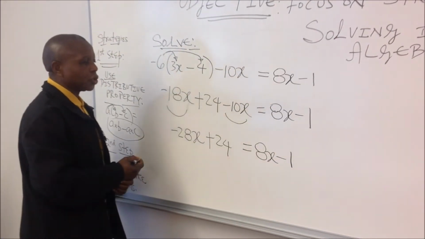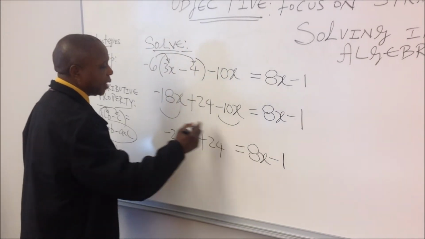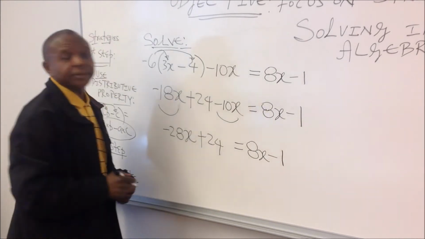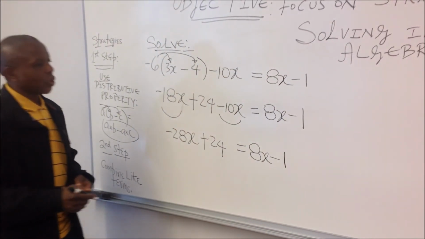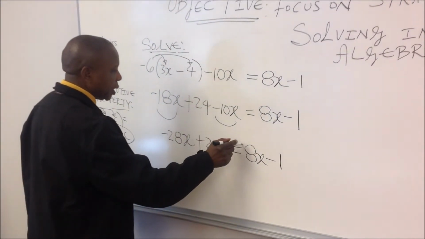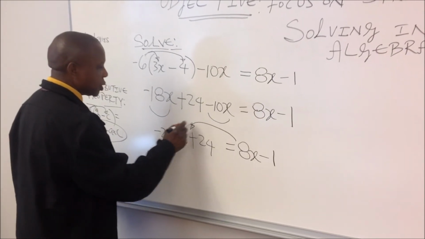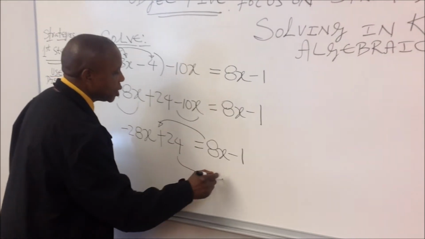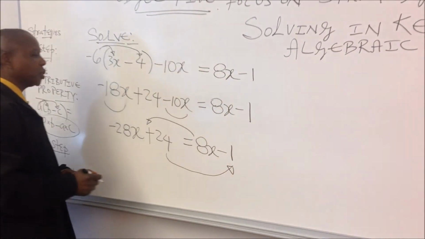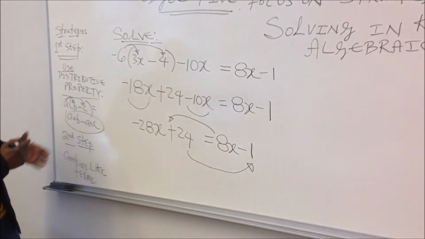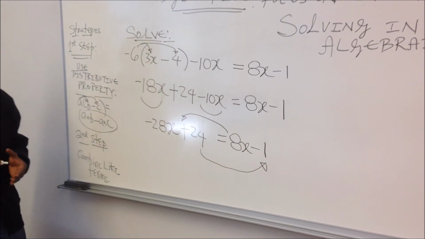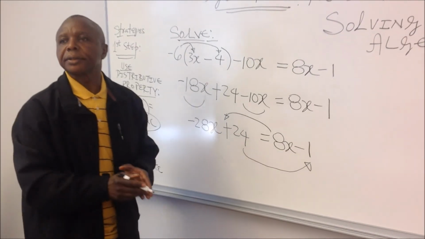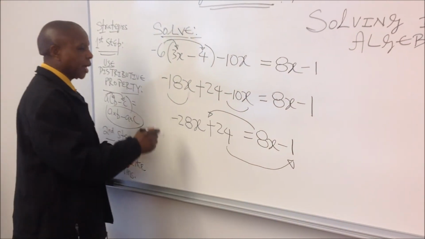or we can also move 8x to the left side and what? Move the 24 to the right side, right? So we can move the 8x to the left side of the equation and move the 24 to the right side of the equation. Why do we want to do this? We want to bring the variables together on the left side and bring the numbers together on the right side. So that means we're going to have what?